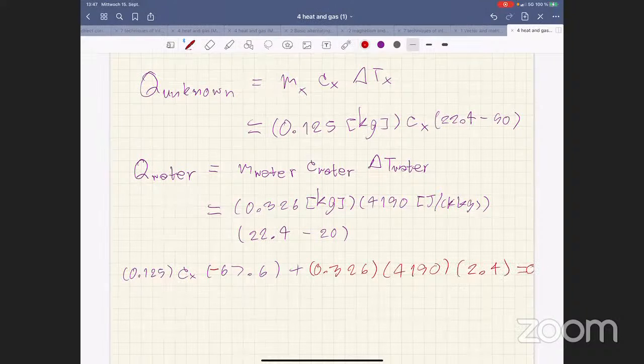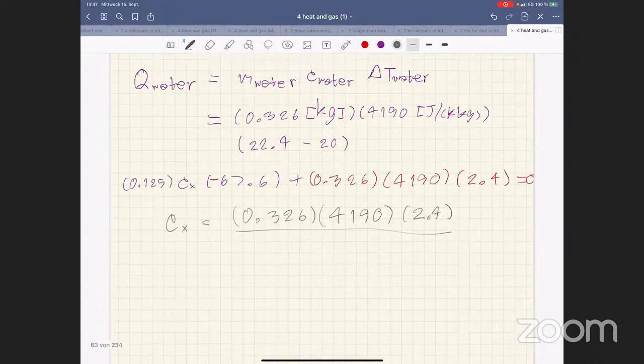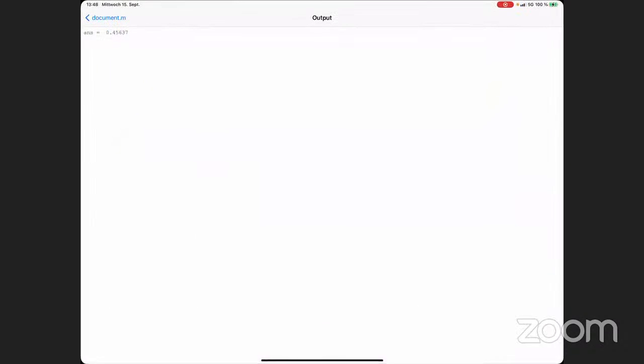2.4, okay, remaining 0, and you have to move the first term to the right hand side, and we divide the whole thing so that we can get the expression for Cx, right? Cx is going to be 0.326 and 4190 and 2.4 divided by this number 0.125 and 67.6, right? And yeah, let's put it into the calculator, right?